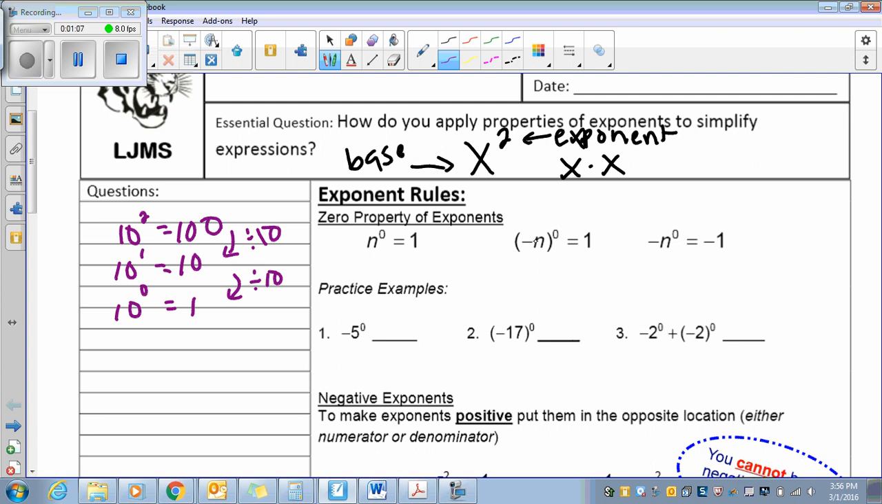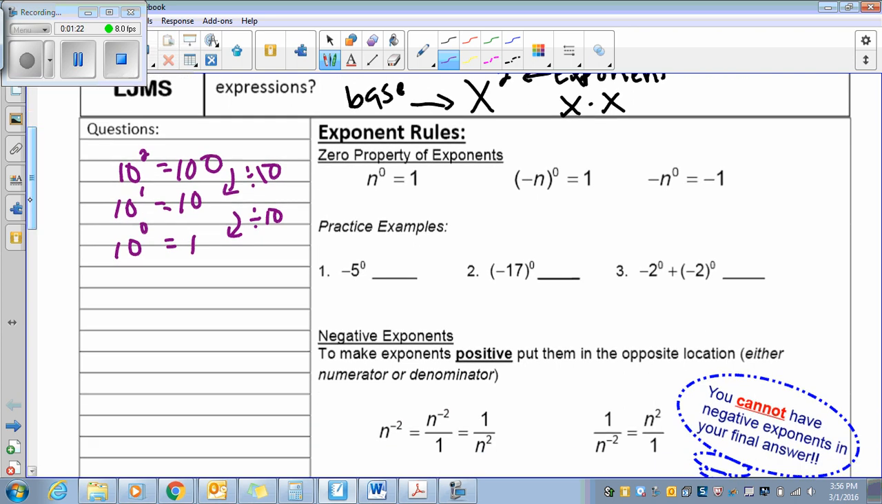If you have a number in parentheses, that applies the 0 to the whole number, so your answer would still be 1. If you have a negative outside of the parentheses, it's just applying the exponent to the number, and you bring the negative in later. For example, -5 to the 0th power is really saying negative and then 5 to the 0th. 5 to the 0th is 1, and that negative is out front, so this answer would be -1.